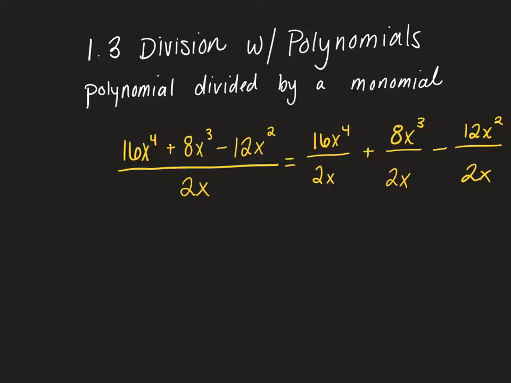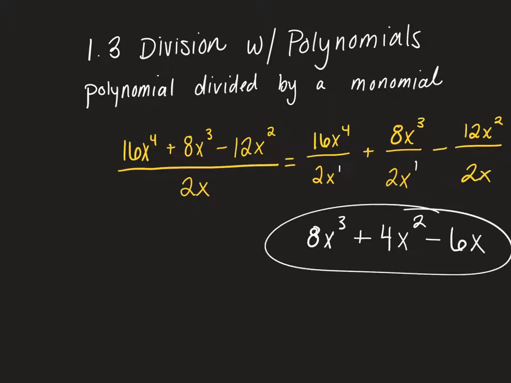So first we have 16 divided by 2 is 8. And then x to the fourth divided by x to the first is x to the third. Remember, we subtract our exponents. And then we have 8x to the third divided by 2x. So 8 divided by 2 is 4. X to the third divided by x to the first is x squared. And then we have 12 divided by 2 is 6. X squared divided by x is x. So then this is our answer.